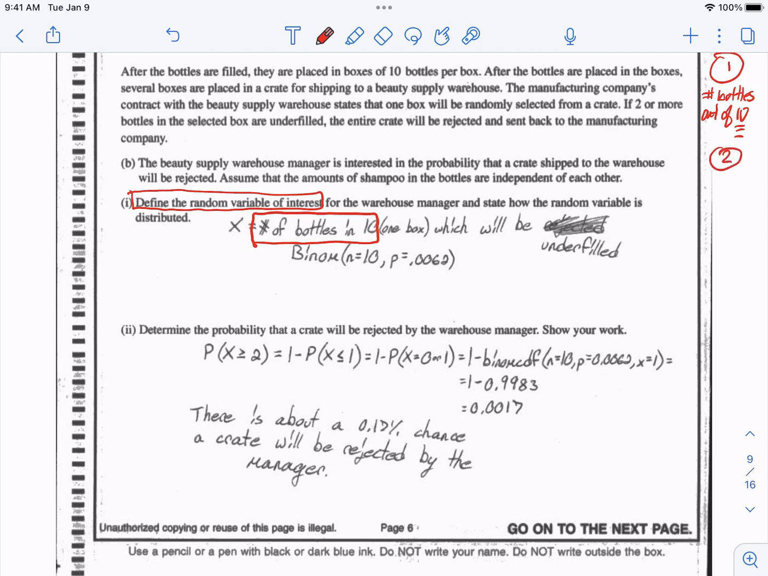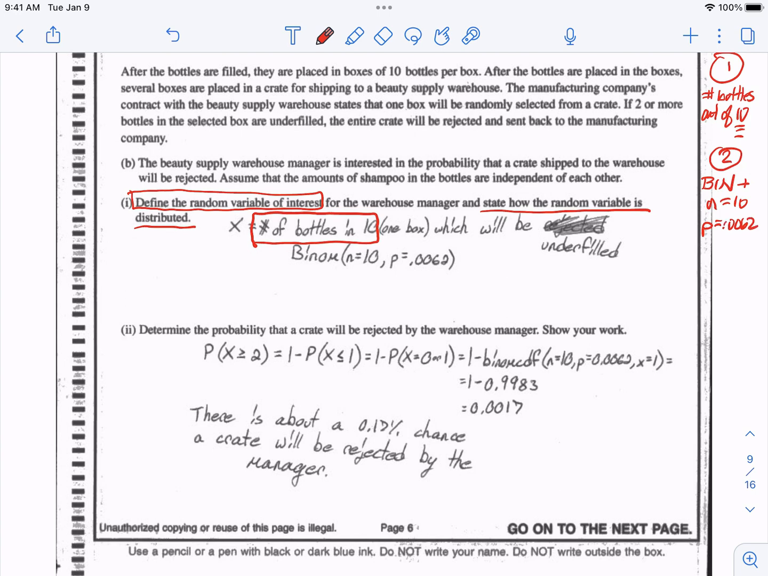The second piece is they have to state how that random variable is distributed. Well, that's a little bit like the previous question when they said normal and mean and standard deviation. It's the same kind of question, but this time it's not normal. It would be a binomial because we have a probability of each bottle being underfilled. So they needed to say that it was a binomial and they had to have the parameters. The parameters would be n is 10 and the probability is 0.0062.